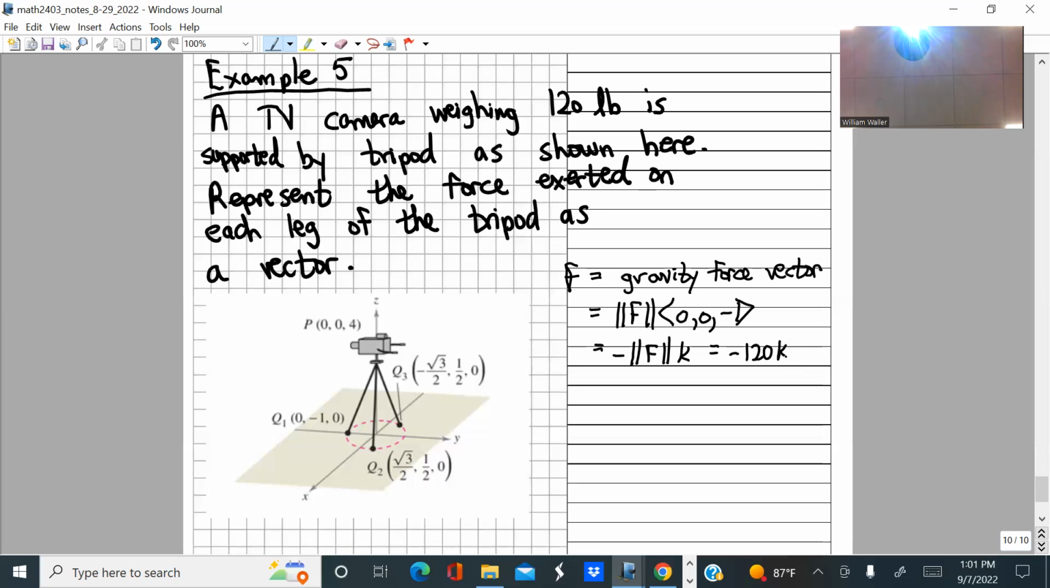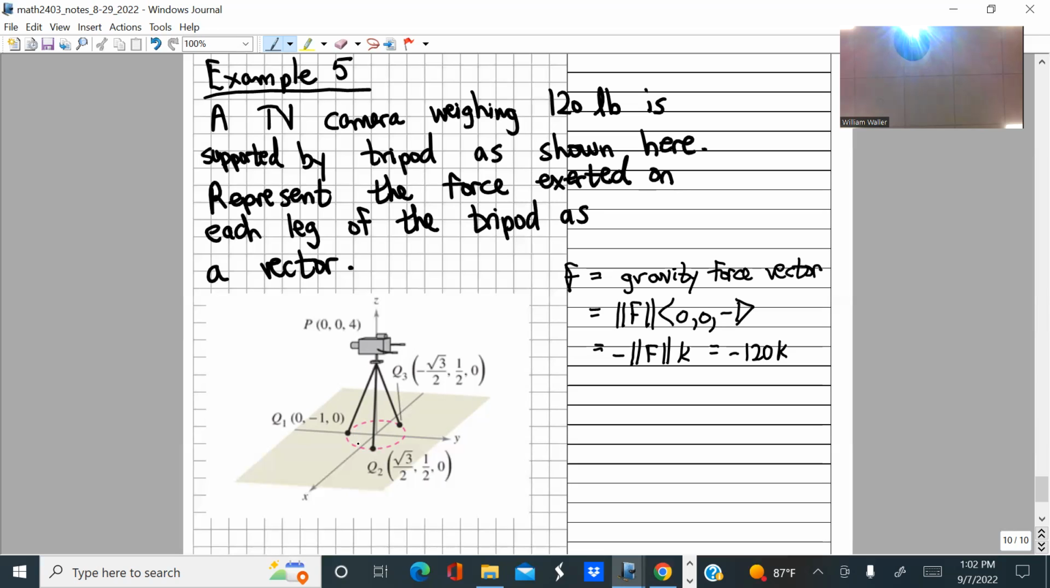Now, however, that force is getting distributed amongst the legs of the tripod, right? So we want to write force vectors that represent the force on the tripod legs. Well, there are going to be 3 of them.